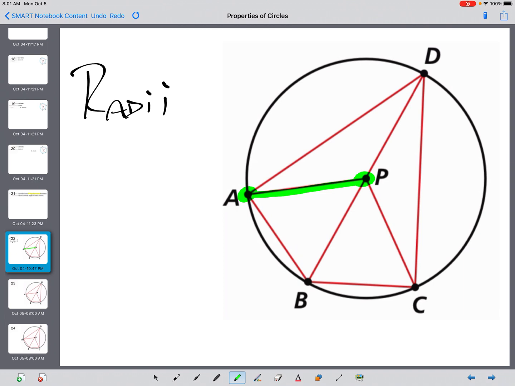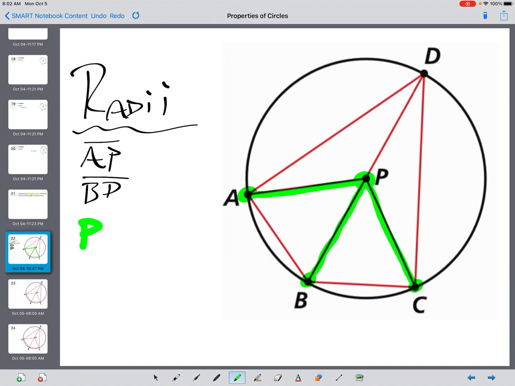You might be familiar with the term radius. Well, radii is just a plural form. So here we've identified one radius or one radii, and that would be line AP. We can continue on. You can see BP is a radii. That's line BP. And also you can find CP as well, or PC, you can call that.